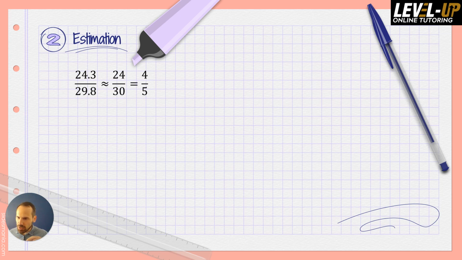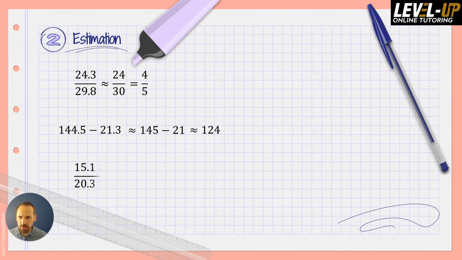And I forgot to mention here, you see the little wavy equal sign. That basically means approximately equal to. So it's not exactly equal, but approximately, because we've rounded, haven't we? The next one here, again, same thing. We can round each of the numbers and get an approximation. It'd be a little bit simpler.